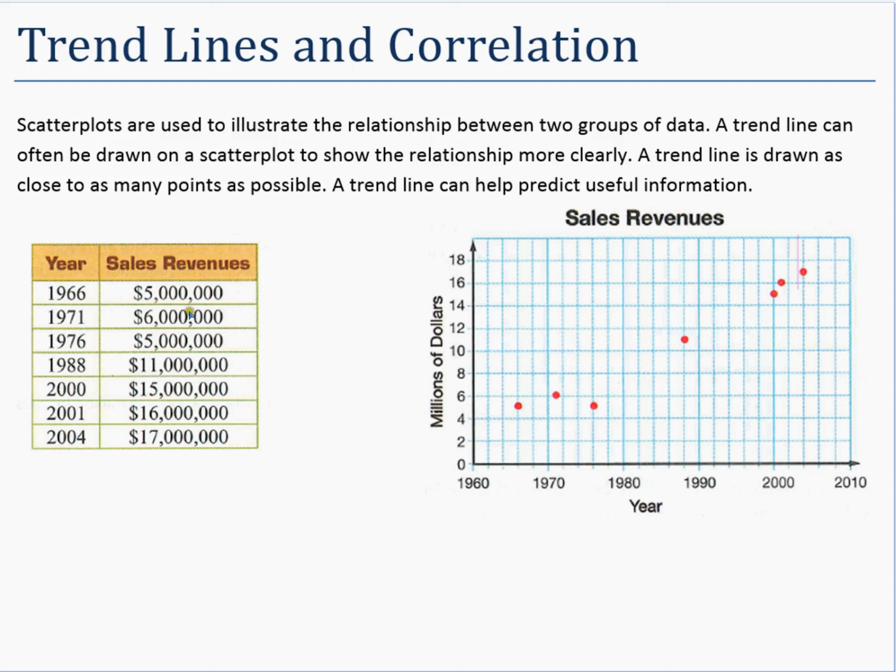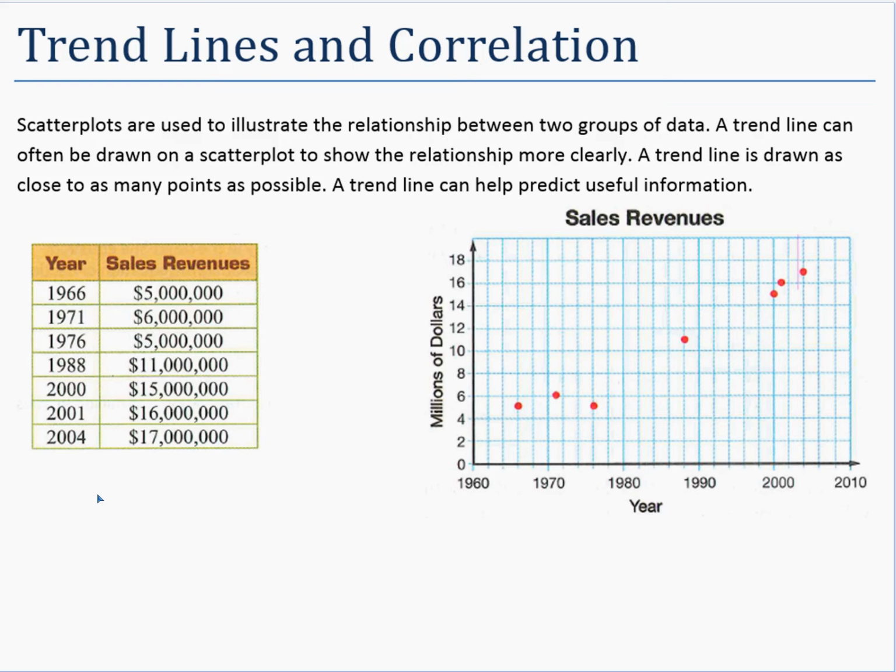So 1966, maybe that was the beginning year, maybe it wasn't. There was 5 million in revenue, and then 5 years later there was 6 million. Another 5 years later there was back to 5 million. And then 12 years later, 1908, 11 million, and it keeps growing through the years.